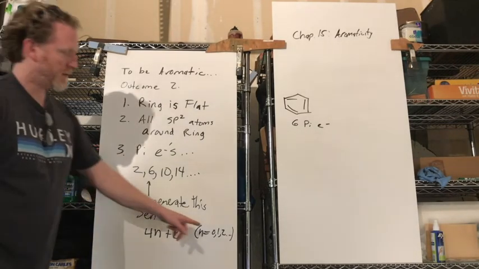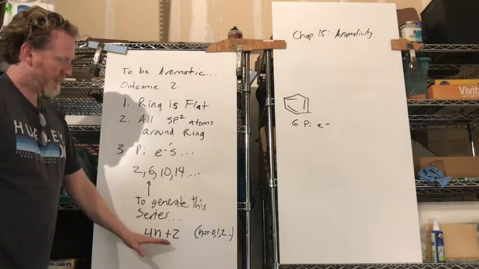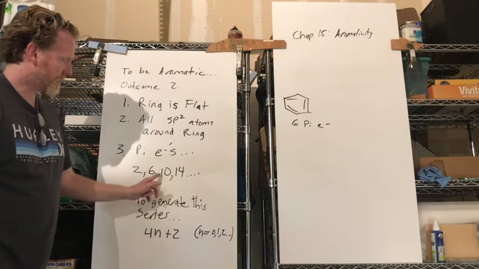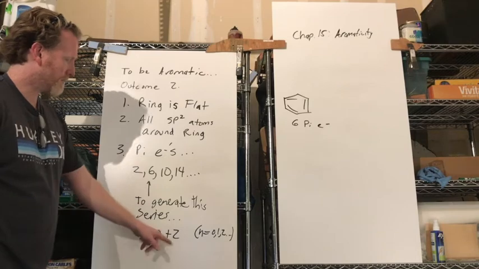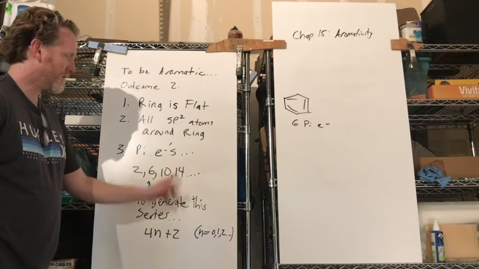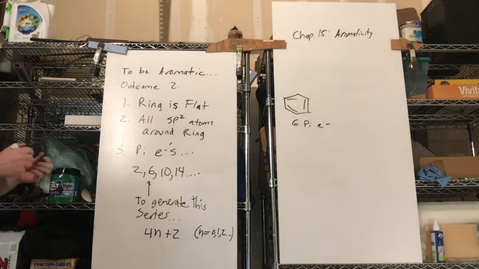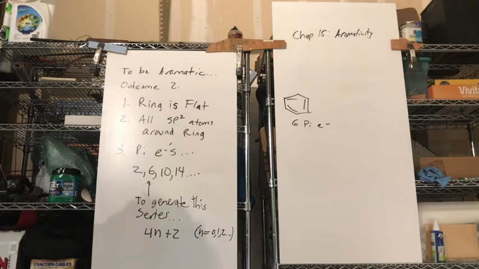But you can see how if I put n equals 0 here, it's going to be 2. If I put 1 there, 4 plus 2 is 6. If I put 2 there, 8 plus 2 is 10. 3, 12 plus 2 is 14. So you could generate a series like that. And then there's something special about this number 2 here.